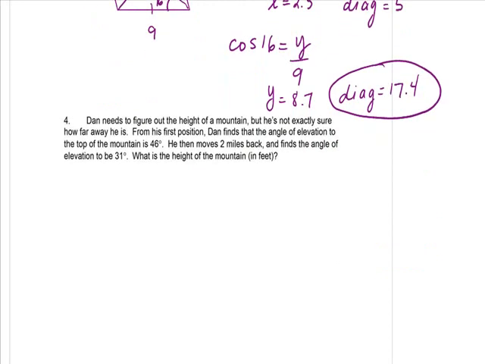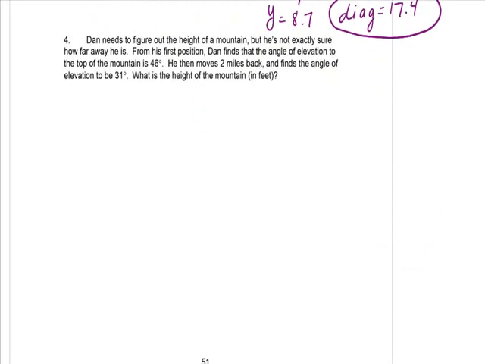This is a more sophisticated problem. This is the reason we decided to make this a lecture. It says Dan needs to figure out the height of a mountain, but he's not exactly sure how far away he is. So obviously we're going to have a right triangle. That's our mountain. Well, I guess I could make it fancier. Here's the mountain. Here's the snow.